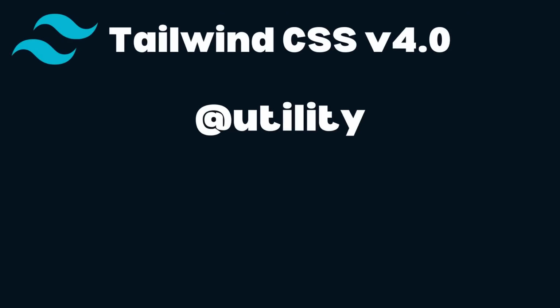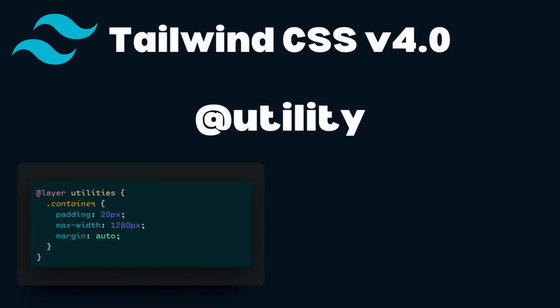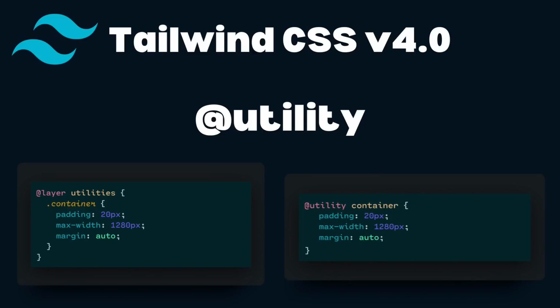Version 4 of Tailwind CSS introduces the powerful utility directive, which allows you to extend or customize existing utility classes or create entirely new ones directly in your CSS. This is a major improvement over the older layer directive used in previous versions, where customizations were added in the layer utilities block. With utility, the syntax is more streamlined and focused, making it easier to work with and maintain.